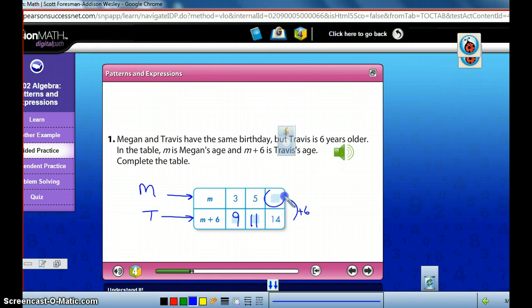So to figure out how old she is, we could guess and check, or we could take 14 and do the opposite, subtract 6, and we would get her age. So if he is 14, how old is she? Dylan Summerlot? 8. 8, 9, 10, 11, 12, 13, 14. Yes.